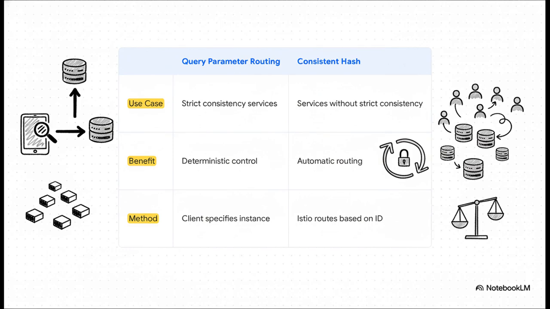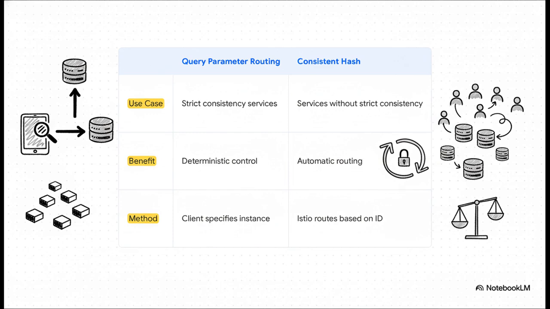On one hand, for services that demand absolute consistency, they use what's called query parameter routing. This means the client application itself literally tells Istio, hey, send this request to that specific pod. It gives them total control, which is amazing for debugging or carefully migrating users one by one.